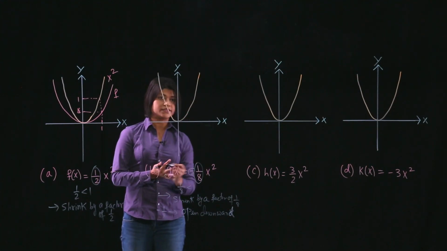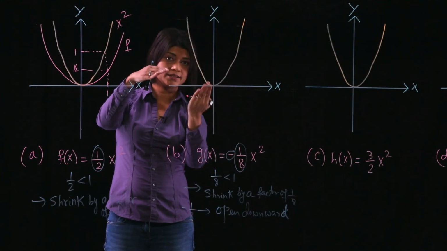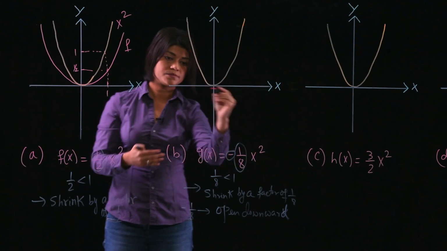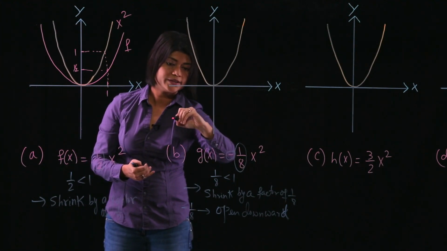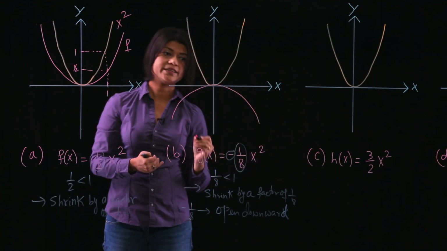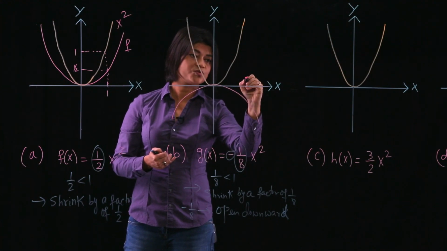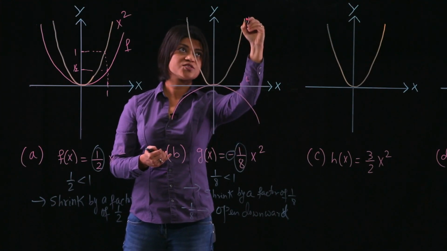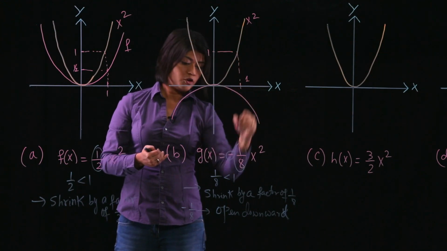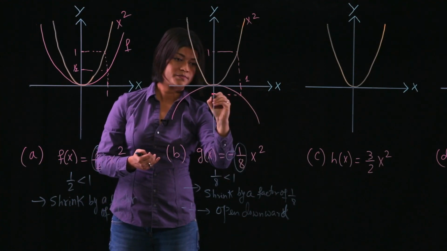All right, so let's see. If we graph it, remember, it will shrink by a factor of 1/8 and then it will be reflected about the x-axis. So it will look something like this. Again, if you compare with x equals 1, for x squared the y value is 1, but for this new function g, the y value will be -1/8.